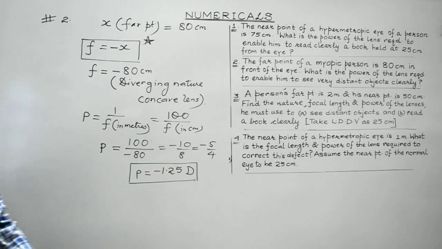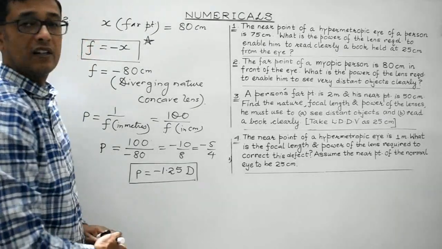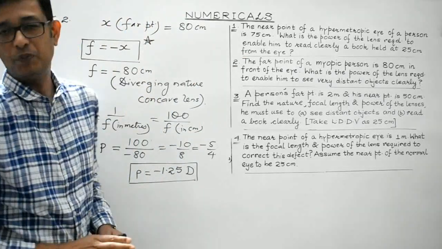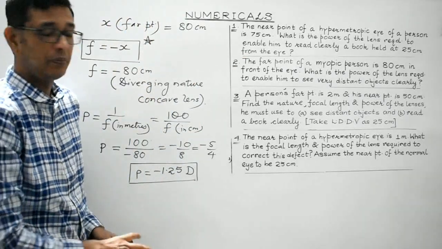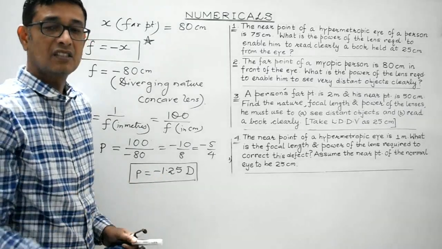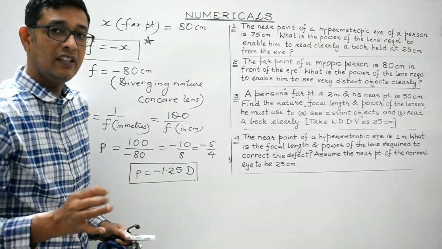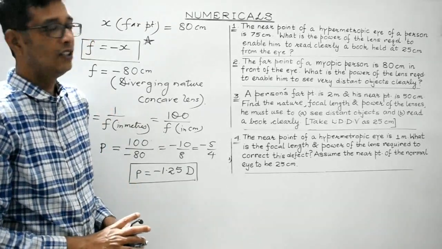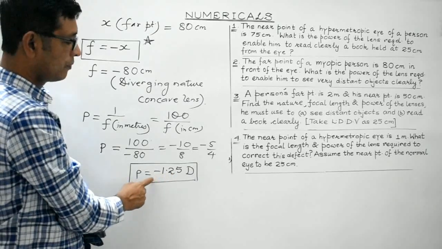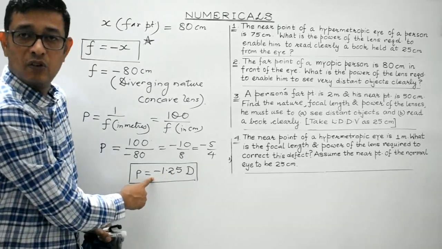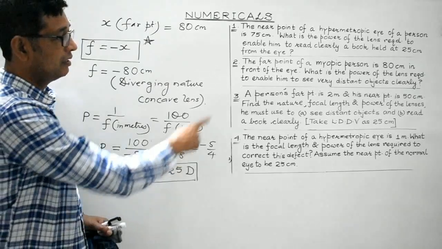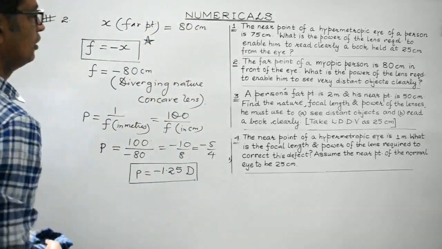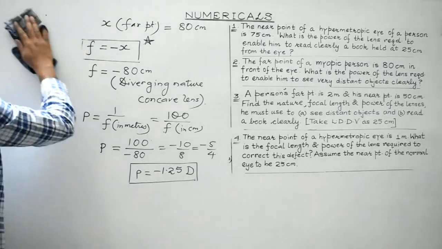So this power concave lens is to be used so as to treat this myopic eye. Right? Again, I repeat, the negative sign is suggestive of the fact that the nature of the lens must be divergent, that is, it must be concave lens. So if that person makes use of concave lens of power 1.25 diopter, then you will be able to see the distant objects clearly. Right? Okay, we are over with question number 2 as well.